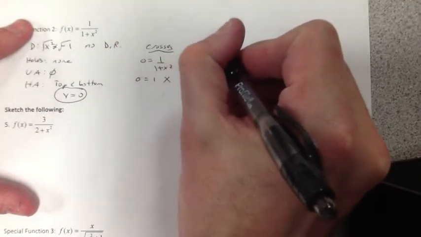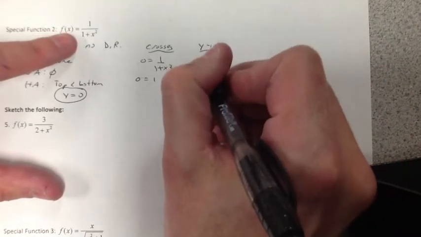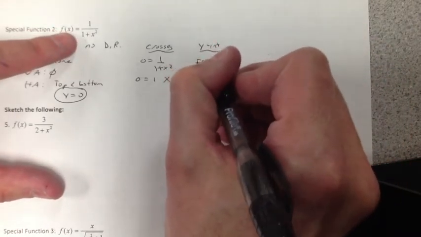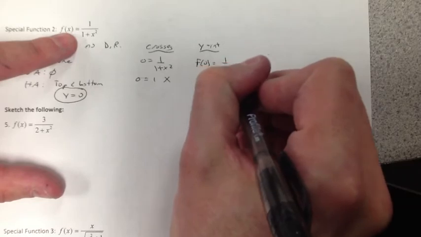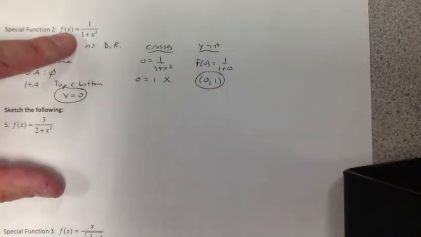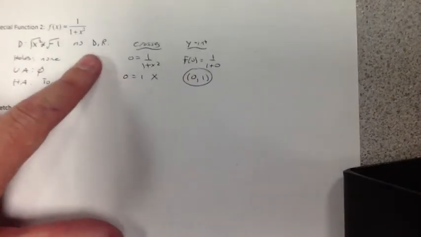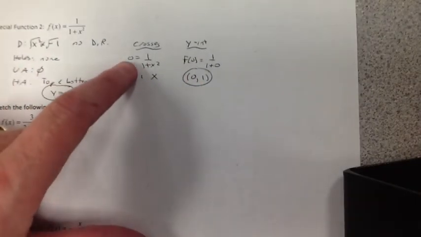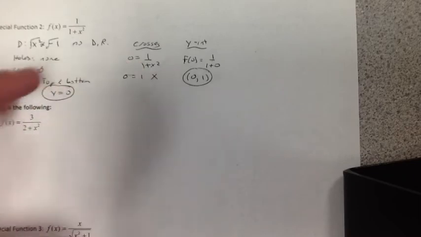So let's take a look at the y-intercept. Let x be 0. We get 1 over 1 plus 0, so it's 0, 1 for my y-intercept. Now, what about the x-intercept? Well, that's kind of like saying y equals 0, so you don't have to worry about the x-intercept here.